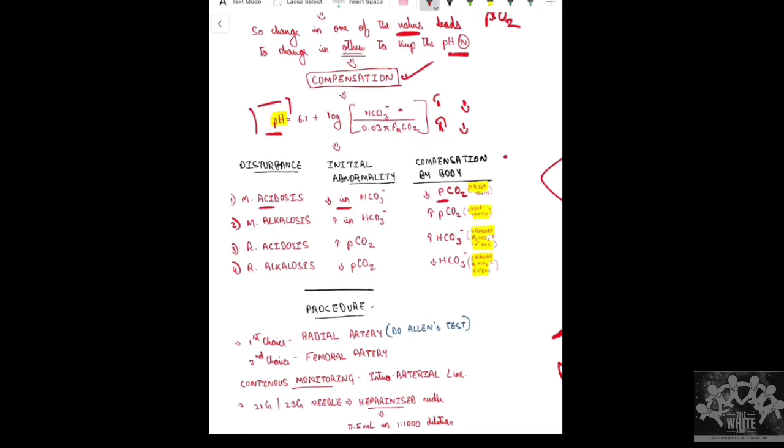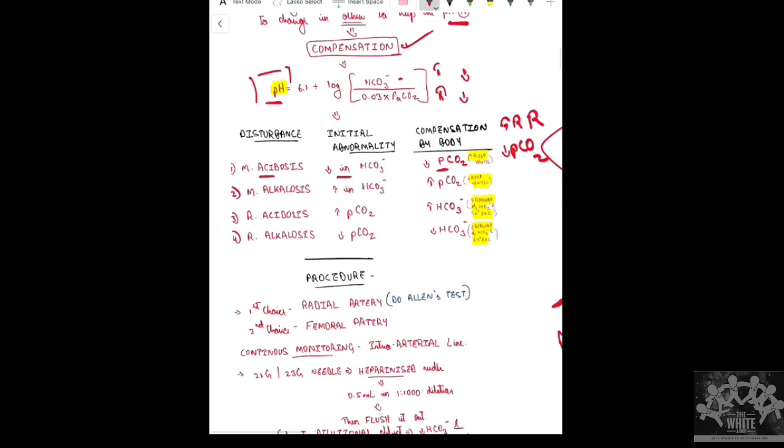If there is an increase in respiratory rate, PCO2 will decrease because dissolved CO2 in the blood decreases. So PCO2 decreases. How did 0.03 come? That, again, you'll have to derive. There's an equation for that. We don't have to deal with it. It is not that important for us.